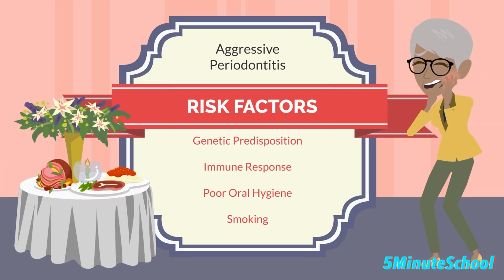Now, there are various risk factors for the development of aggressive periodontitis. There can be a genetic predisposition, so if you have a family history of aggressive periodontitis, that would increase the risk of you getting it. An immune response, so some individuals have an exaggerated immune response to bacterial infection, leading to more severe tissue destruction. Poor oral hygiene is another contributing factor. If there's inadequate plaque removal, this can worsen the disease progression. And smoking is also a risk factor for periodontal disease, and that also includes aggressive periodontitis.